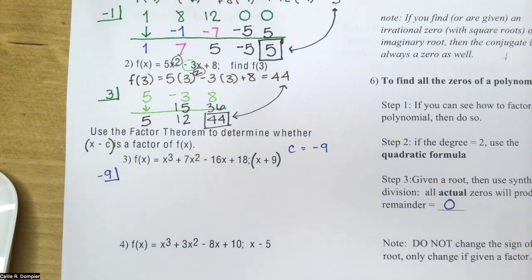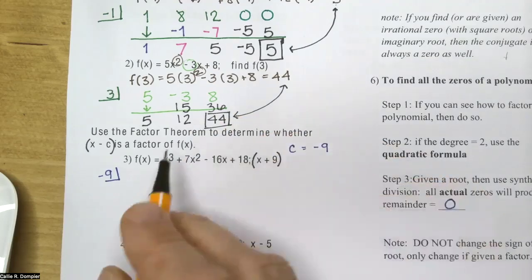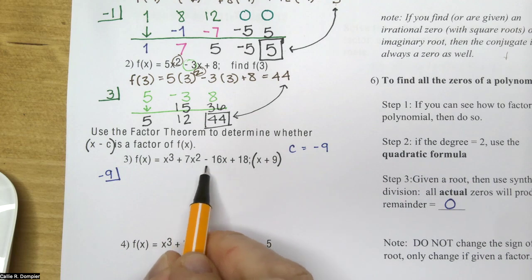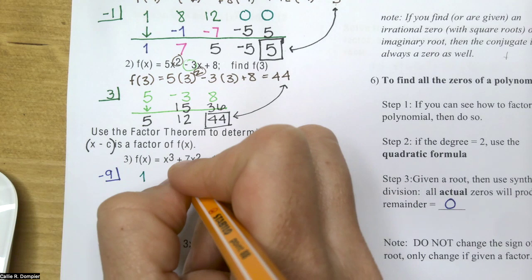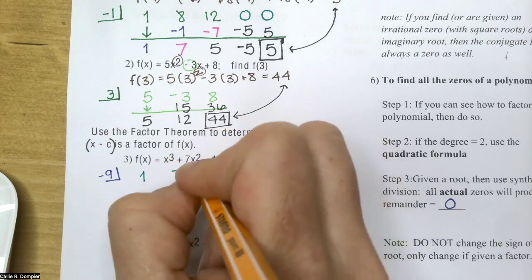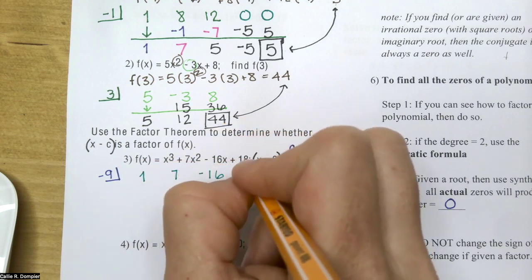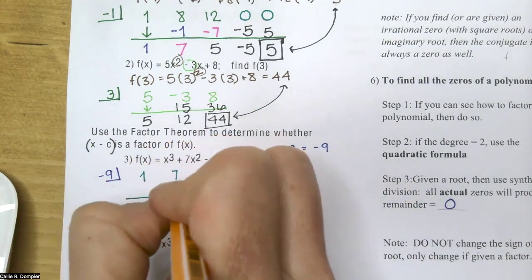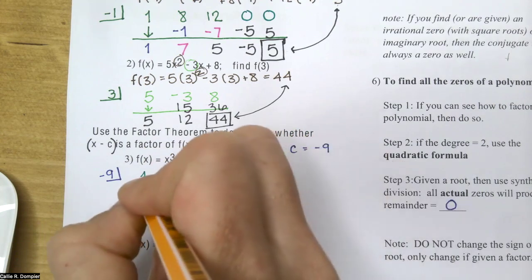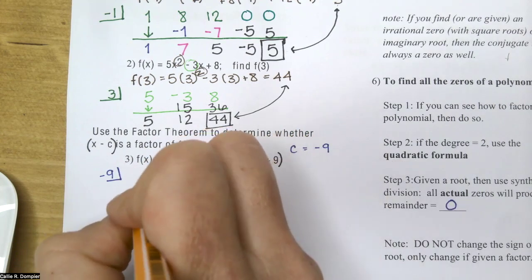And if the remainder is exactly 0, we can say that it is a factor, okay? So I have x to the third plus 7x squared minus 16x plus 18. That means I'm going to use 1 for x cubed, 7 for x squared, -16 for x, and 18 for the constant. I don't have any gaps, so I don't need to include any zeros. Remember, take that first one, bring it straight down.